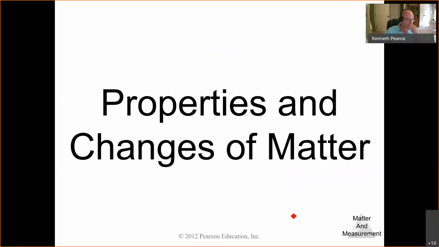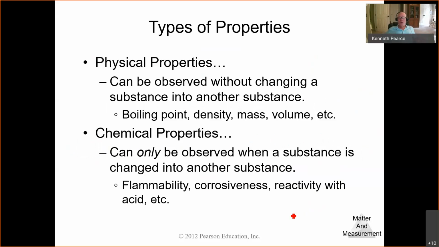All right, properties and changes of matter. So we've got two kinds of properties in this world. We have physical properties and we have chemical properties. Now, how do you tell the difference? After you do whatever it is, it's the same after a process.